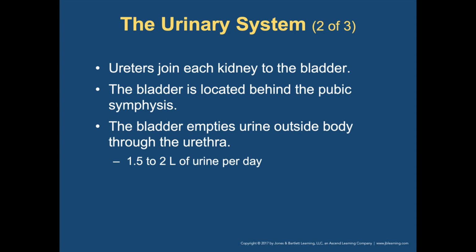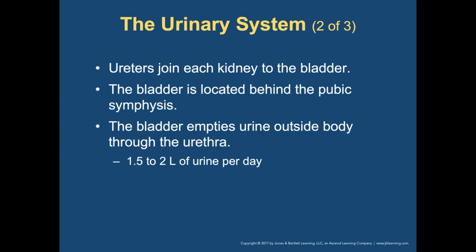The ureters join each kidney to the bladder. They are small, hollow muscular tubes. Peristalsis moves urine to the bladder. The urinary bladder is located immediately behind the pubic symphysis. The bladder empties out of the body through the urethra. In males, the urethra passes from the anterior base of the bladder through the penis, and in females, the urethra opens at the front of the vagina.